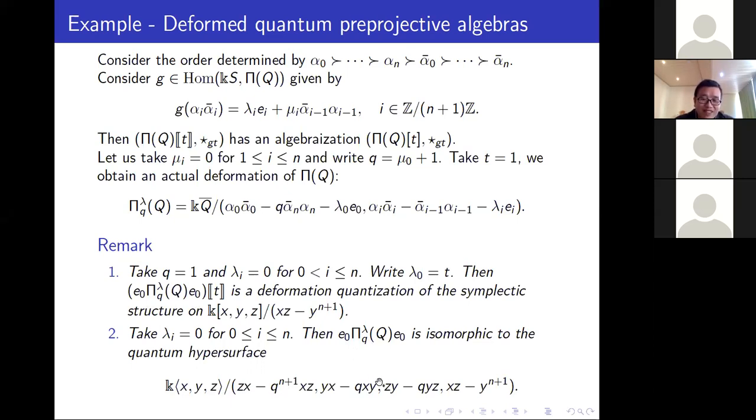But if Q is 1, we get just this A_n singularity, because Q equals 1 means X, Y, Z are commutative variables. And then we have this hypersurface. So you will see we don't change the hypersurface, just change the commutation relation. And I think in the last talk we will also mention this example, but from a more geometric perspective.